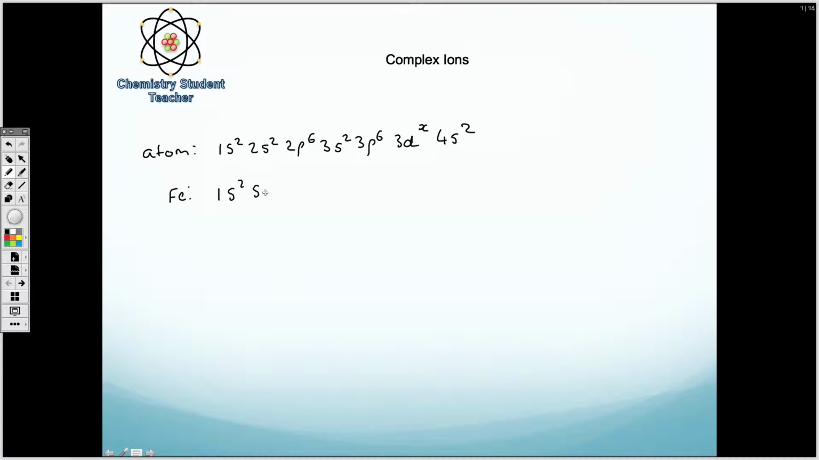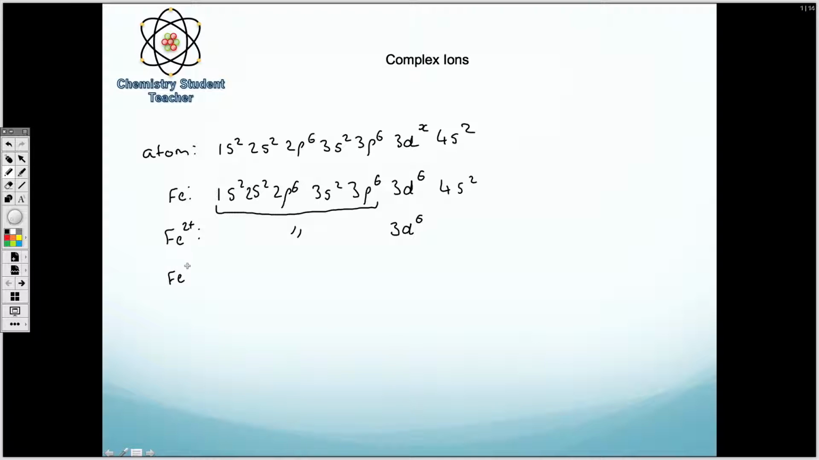1s2, 2s2, 2p6, 3s2, 3p6, 3d6, and 4s2. Now what about the iron 2 ion? Well, I'm not going to write out this section again, as it's identical. However, it's 3d6, and we've now lost the 4s2, because when you remove electrons to form an ion, you remove the highest energy electrons, the easiest ones to remove, which in this case are the 4s2. Both of them are gone.